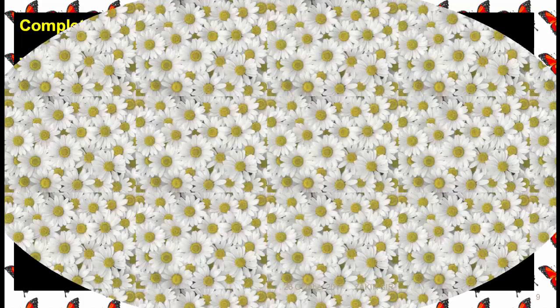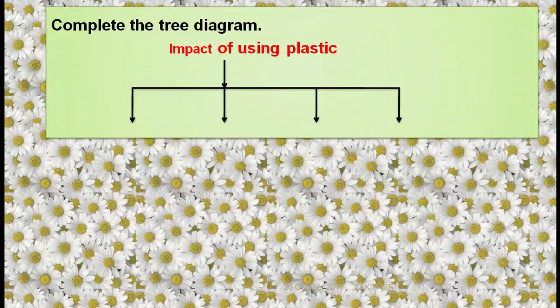The next point is complete the tree diagram. The question will be like this: impact of using plastic. Here you can draw the tree diagram also, or maybe you can give only the side heading of impact of using plastic. Here again, these 4 arrows are the sign for writing this question, that you have to write the 4 points against this side heading.